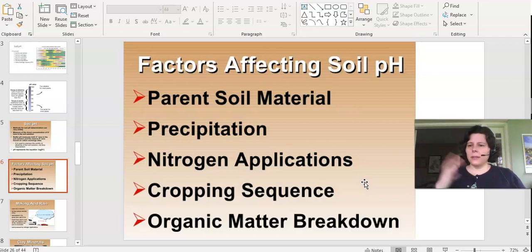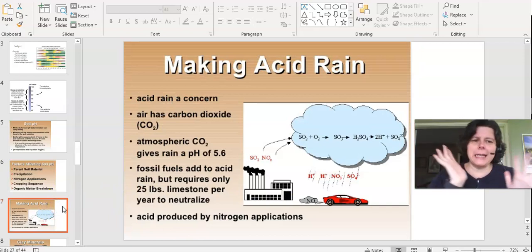Our organic material, we'll get to it. Getting ahead of myself. Just too many exciting things to talk about with soils.